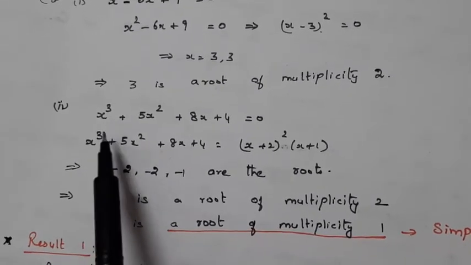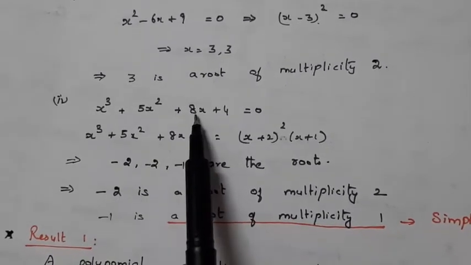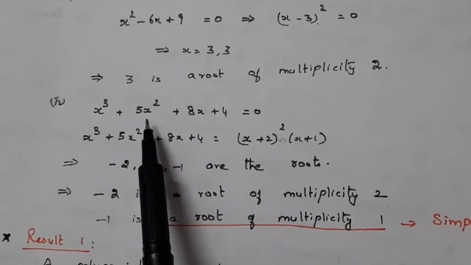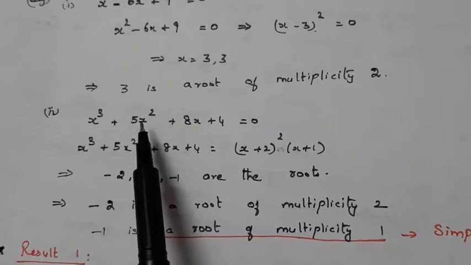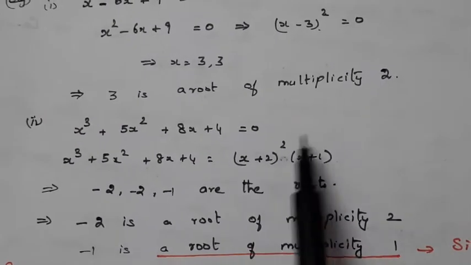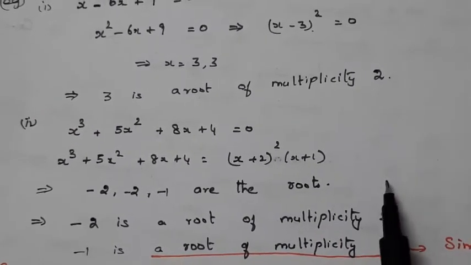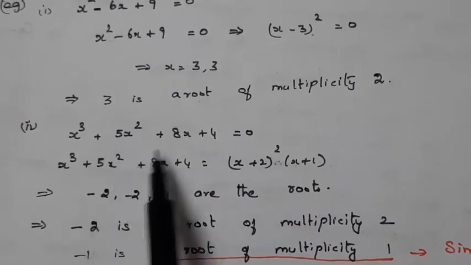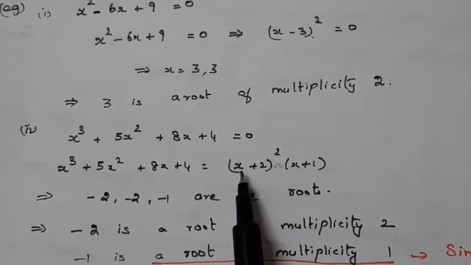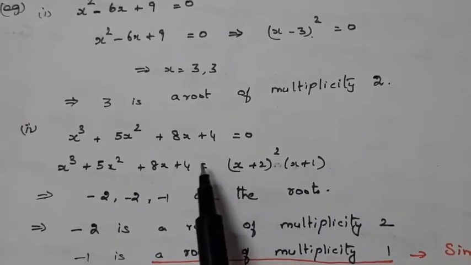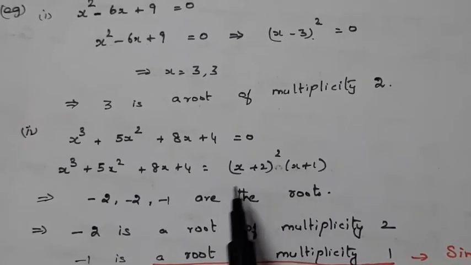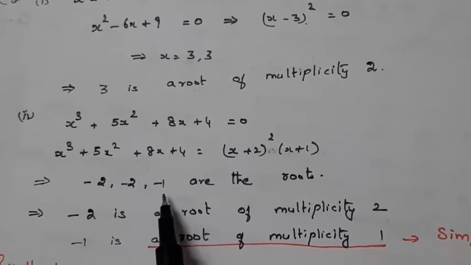Consider this cubic equation x cube plus 5x squared plus 8x plus 4. So you know the synthetic division method, right? By using the synthetic division method, by applying plus 1 and minus 1, find out how it factorizes. On factorizing using synthetic division method, we got the factors as x plus 2 the whole square into x plus 1. So while equating it to 0, you will get the roots as minus 2 and minus 1.